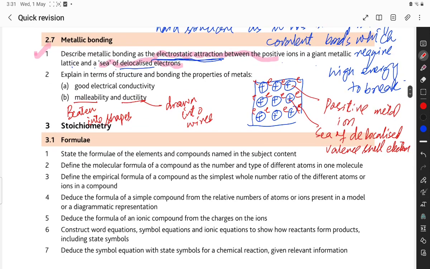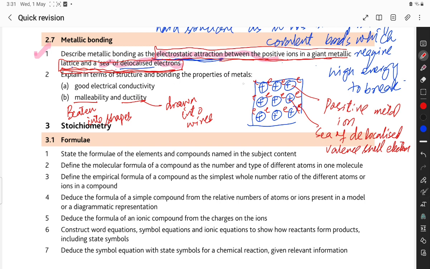So this is how to define a metallic bond. Look at this, this is the definition, very important. Don't write any other words. So a metallic bond is the electrostatic force of attraction between positive ions in a giant metallic lattice and the sea of delocalized electrons. This is the complete definition. This is very important. Please write it down and learn this definition by heart. Don't write any other definition. This is the definition of metallic bond.